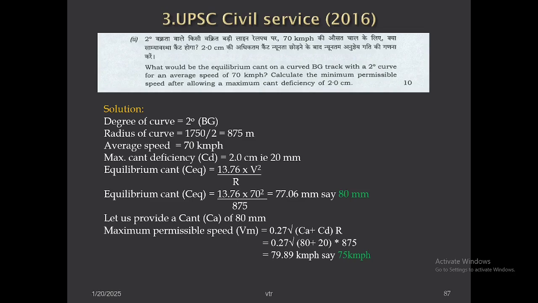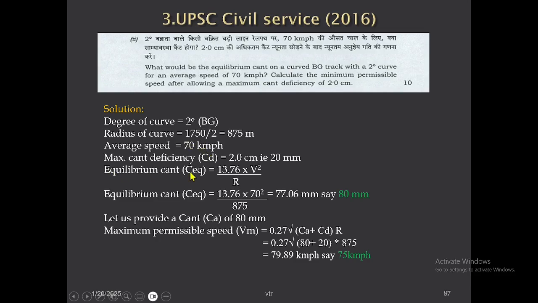This one is from the UPSC Civil Service Examination 2016. Here, what would be the equilibrium cant on the curved BG track with 2 degree curve on average speed of 70 kmph? Calculate the minimum permissible speed after allowing a maximum cant deviation of this much, 2 centimeter, means 20 mm. But here you see it's a direct question. There is nothing complicated. They gave degree, we can convert to the radius R. The average speed they gave is 70 kmph. So for this, you have to find out the cant equilibrium.